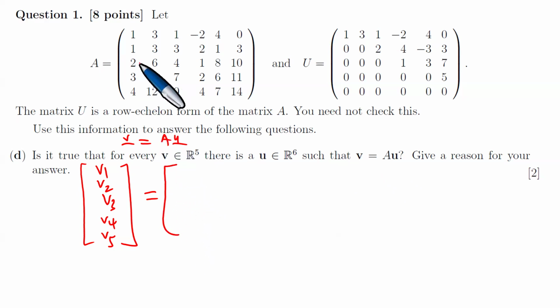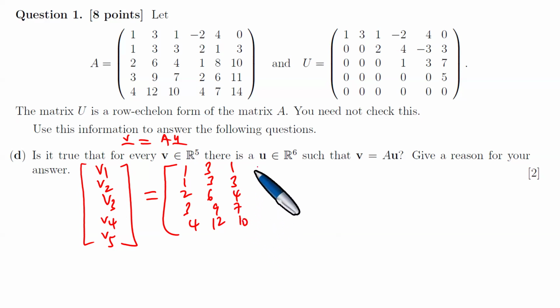So you then have the matrix A with rows: 1, 1, 2, 3, 4, 3; 3, 6, 9, 12, 1, 3; 4, 7, 10, minus 2, 2, 1; 2, 4, 0, 3, 10, 11, 14. Just trying to write the matrix A. I know I've congested the entries here.